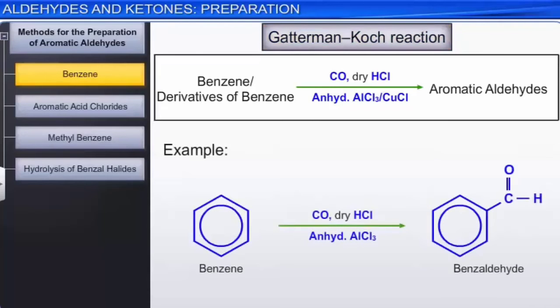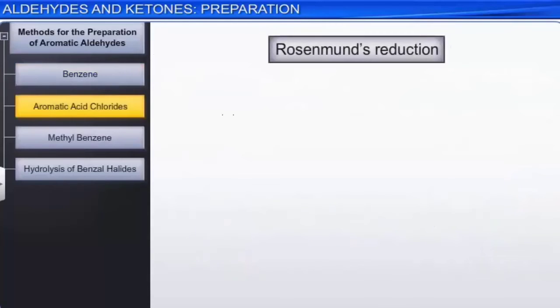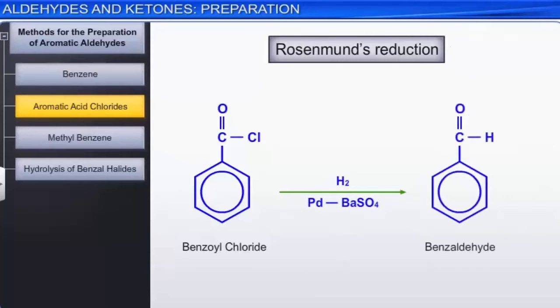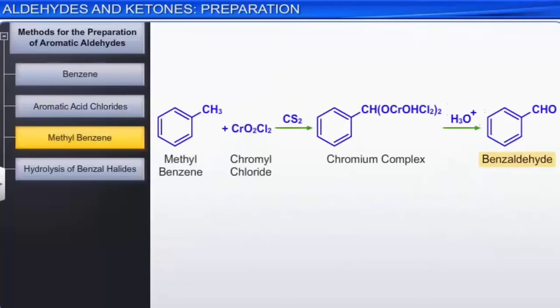For example, benzaldehyde can be prepared by treating benzene with a mixture of carbon monoxide and dry HCl gas in the presence of anhydrous AlCl3. As you have seen earlier, Rosenmund's reduction of benzoyl chloride with hydrogen in the presence of palladium on barium sulfate in quinoline also gives benzaldehyde. Benzaldehyde or substituted benzaldehyde can also be prepared by the oxidation of methylbenzene with chromyl chloride to a chromium complex followed by hydrolysis. This reaction is known as the Etard reaction.